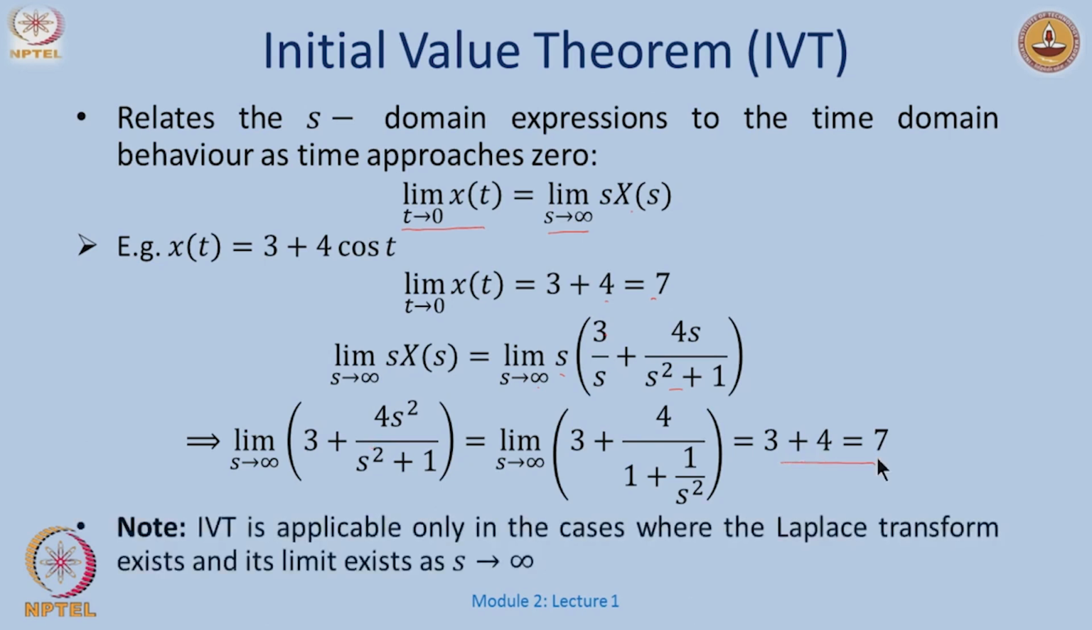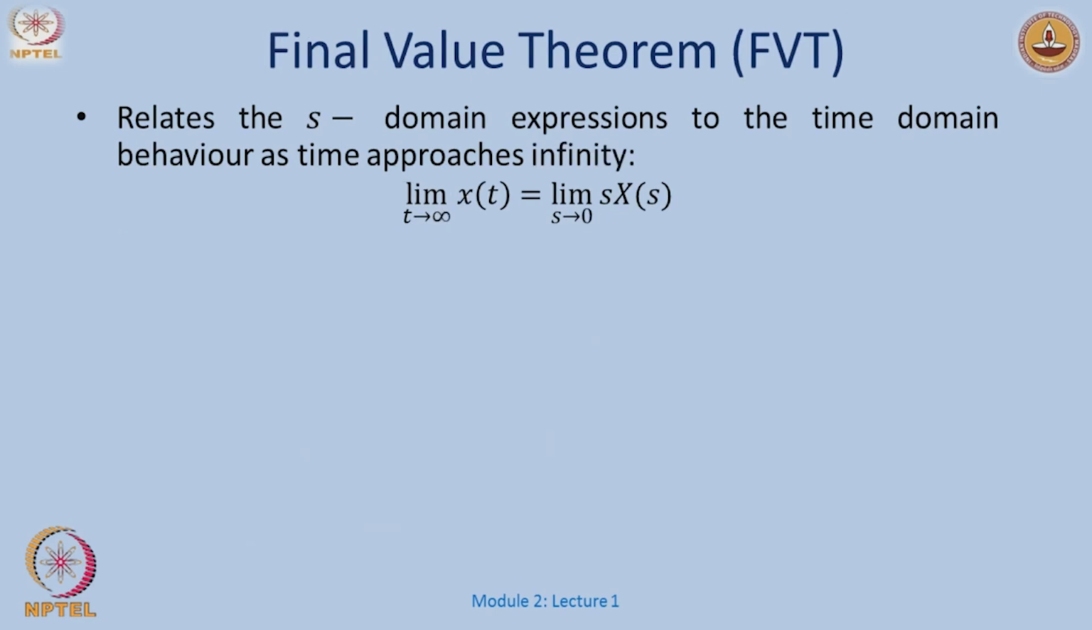Okay. So, the only thing which we need to be careful about here is that the Laplace transform should exist. I will give you a counter example of this shortly. Similarly, with the final value theorem, what happens to my signal as time goes to infinity? So, the final value theorem says that limit t going to infinity of x of t is equivalent to limit s going to 0 of s times x of s.